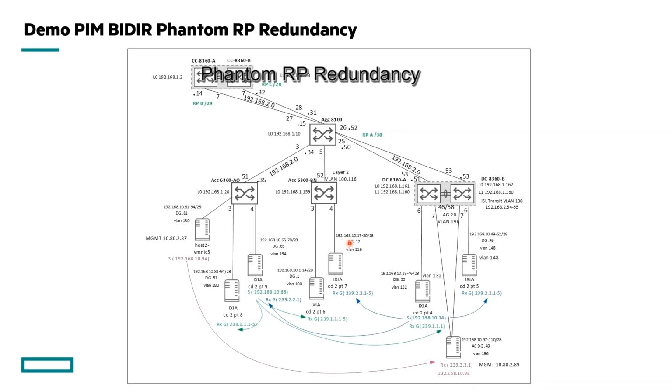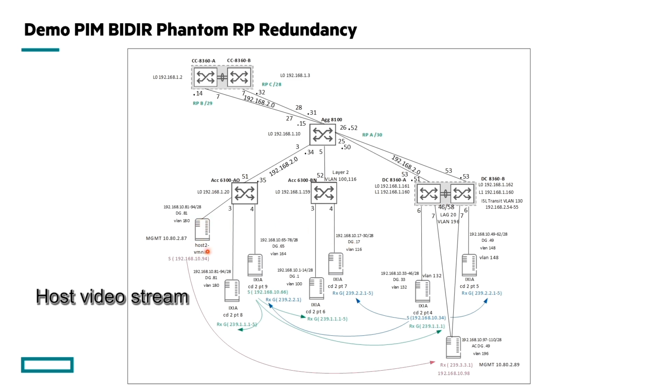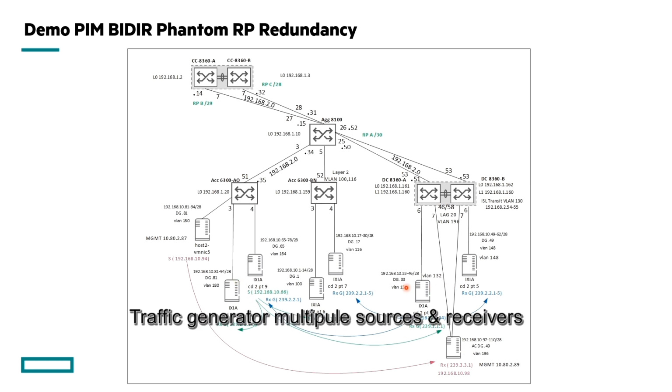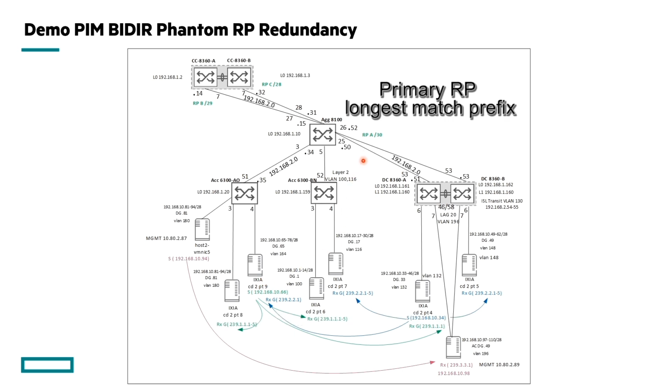Now we go across to a short demo which shows Phantom RP in a very small environment. Let's take a quick review of this setup for Phantom RP redundancy. You have various hosts and receivers in this setup. We have a physical host and receiver with a video stream, which we'll see later. And then we have various traffic patterns with multiple hosts and receivers on our traffic generator, so we can analyze the traffic. We have 3 Phantom RPs in this setup.